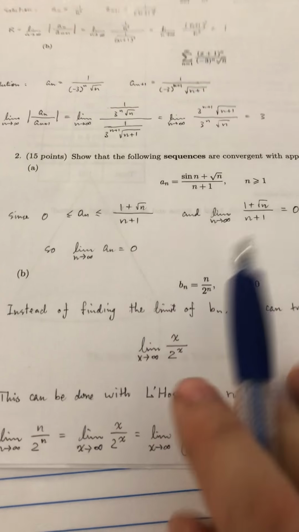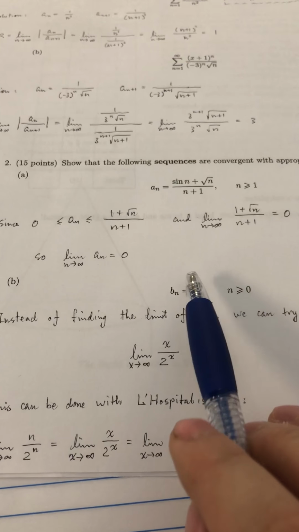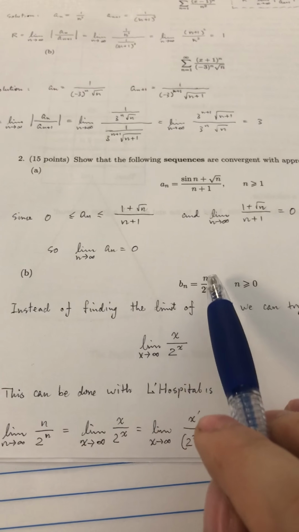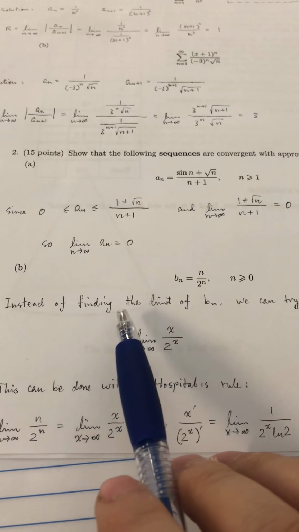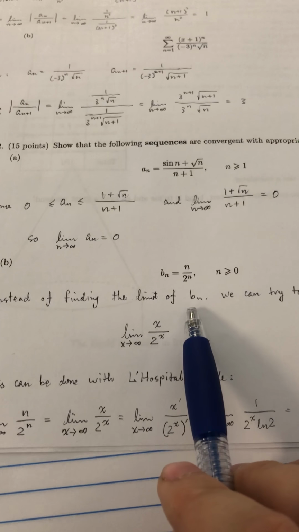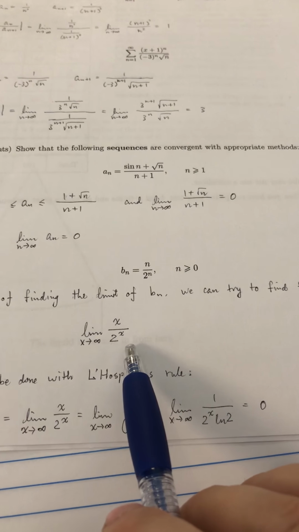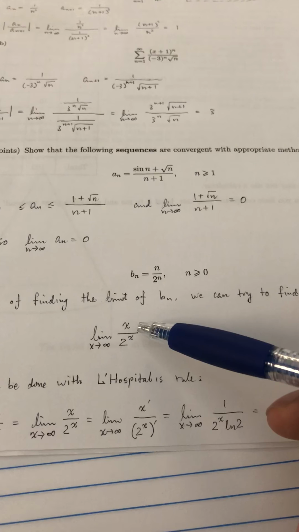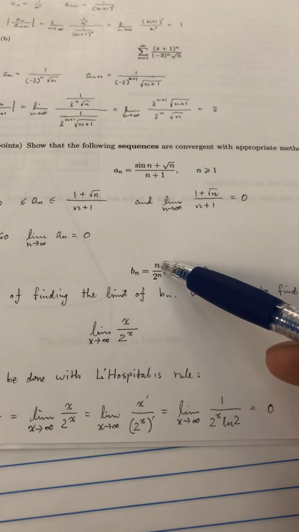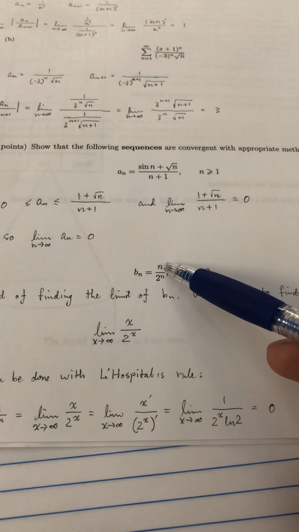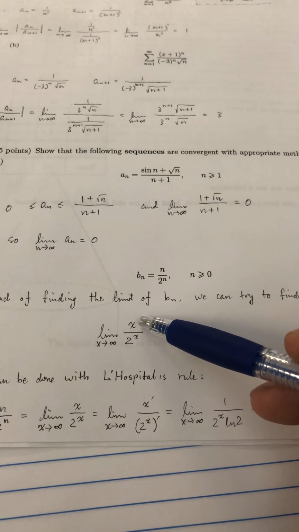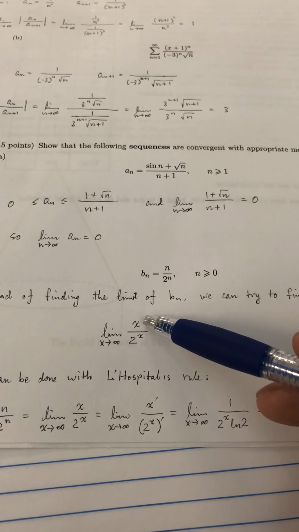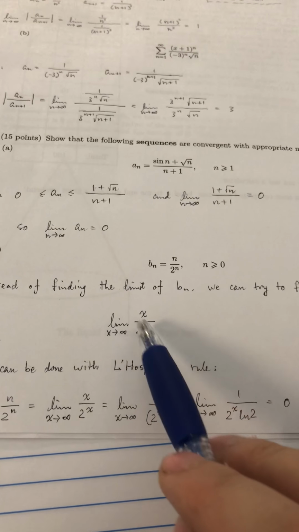For the second one, you see that this is n over 2 to the n. So instead of finding the limit of bn, now we can try to find the limit of this function when x is approaching infinity. So basically, here the main difference is n only takes an integer value. x can take any real value. Okay, so this is a continuous function of x.